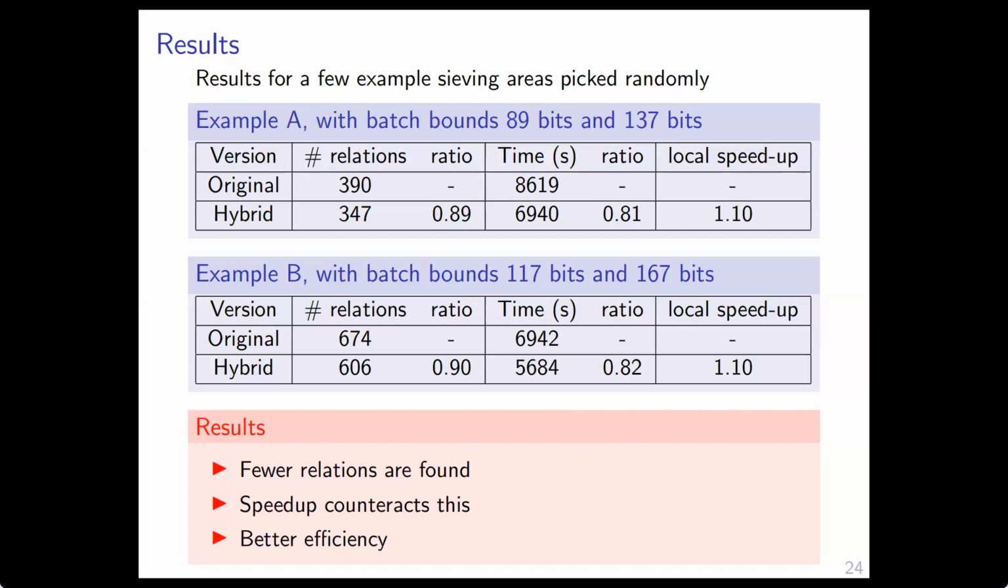Well, we have a local speed up, but we still have to compensate for the relations we don't find. So we kind of have to search wider, and that might take a bit more time. That's why it's a local speed up and not a global speed up. But we're not very sure, and we should do the benchmarking in the future.